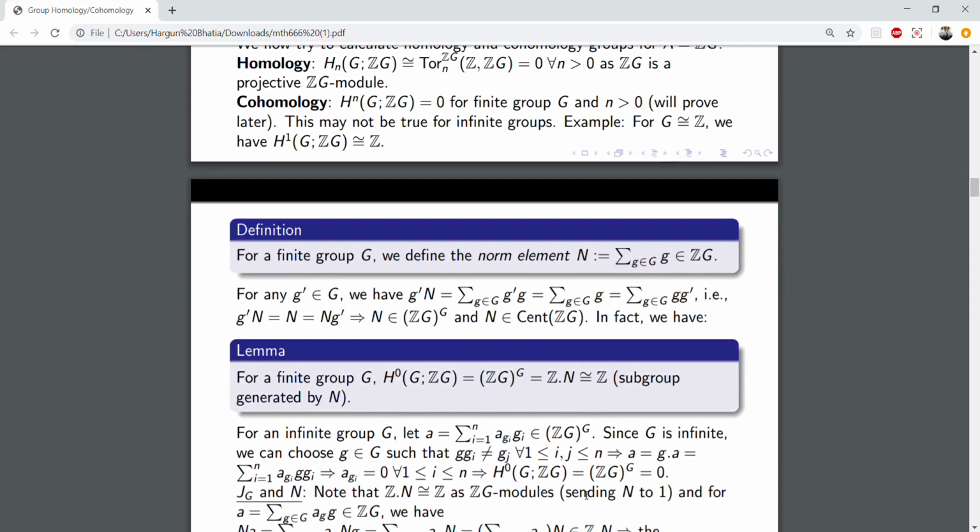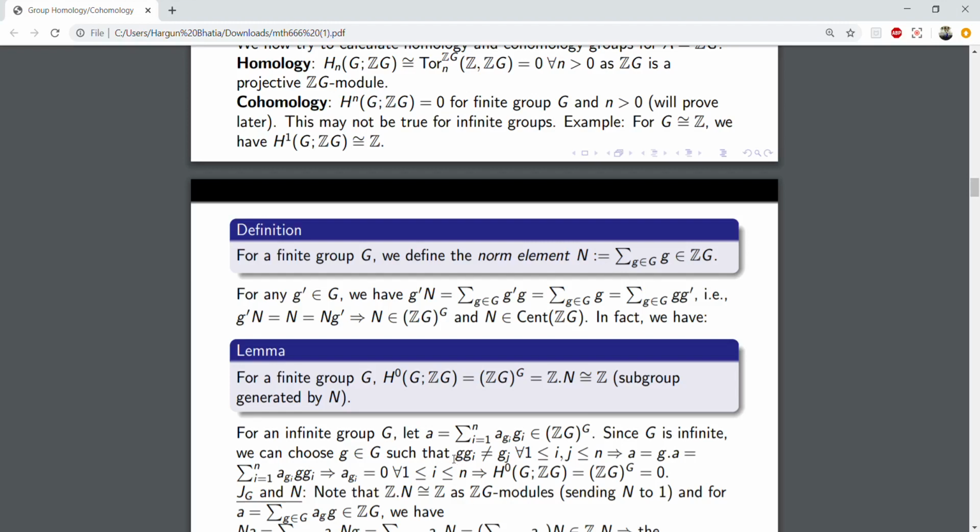Now for an infinite group, when you take any finite sum of these linear sums with coefficients in Z, and it is G-invariant, the thing is that, since G is infinite, you can always choose an element g so that when you multiply it by any of these finite g_i, it will land outside this finite set. Because G is infinite, you can always find such a g.